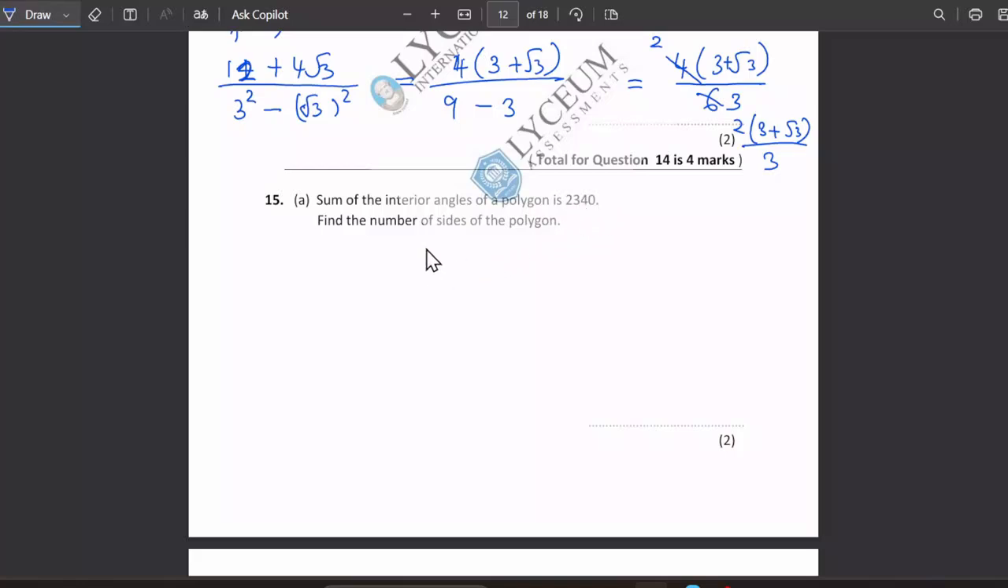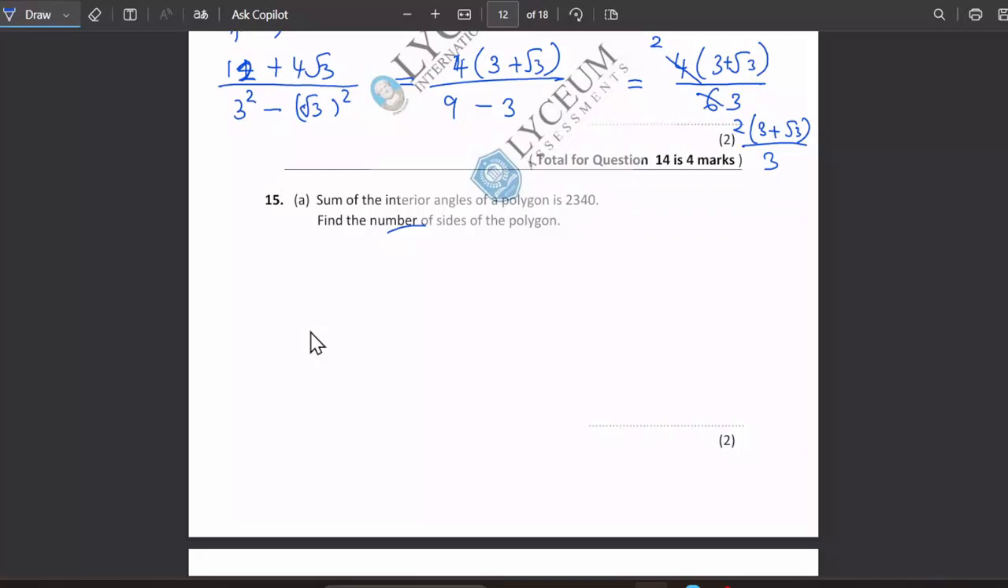Sum of the interior angles of a polygon is 2340. Find the number of sides of the polygon. Okay. Sum of the interior angles of a polygon is 2340. Find the number of sides of the polygon. Okay. So what we can do?